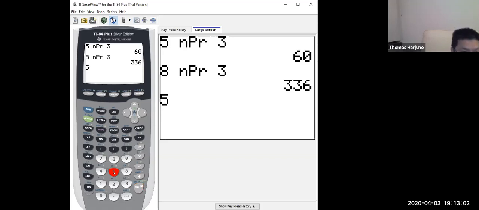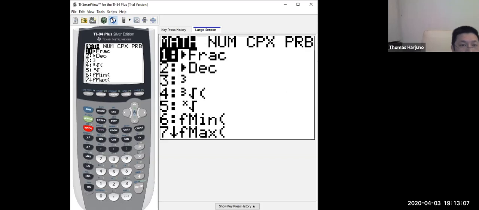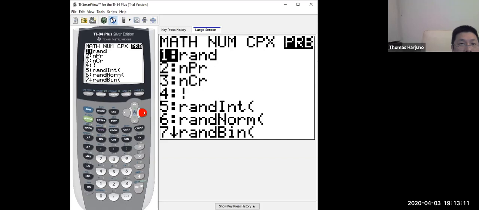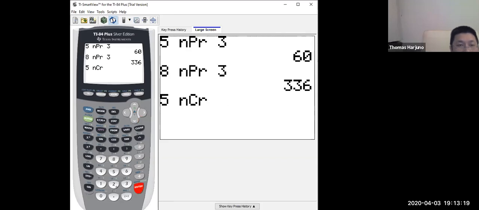Now, for the combination, it's in the same group with permutation. I go to Math, PRB, and then choose nCr. And then 2, enter. That's how I get that 10.